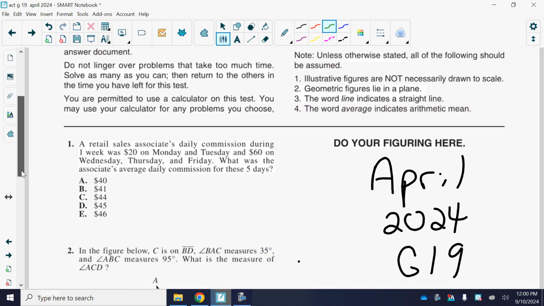This is the April test 2024 G19. Here we go, sports fans.